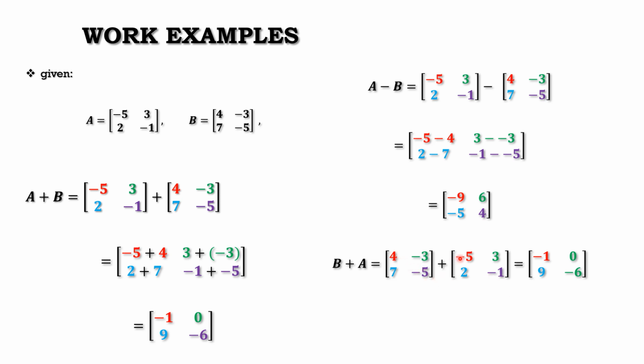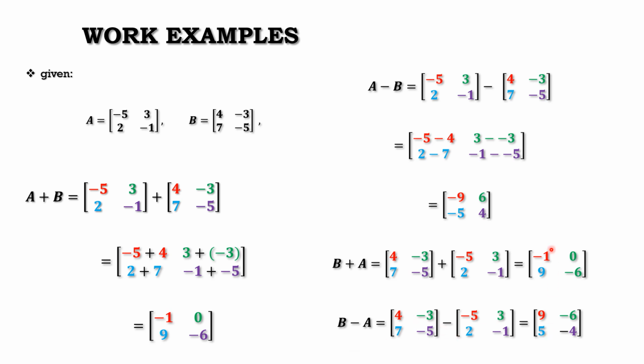And it will be 4 plus minus 5, minus 1, minus 3 plus 3, 0, 7 plus 2, 9, minus 5 plus minus 1, minus 6. And let's also change the position of B and A when it comes to subtraction.